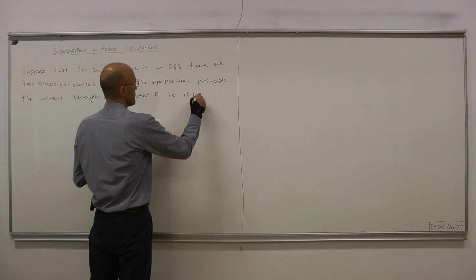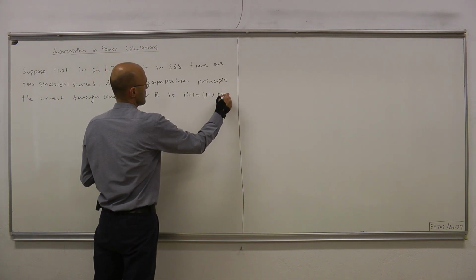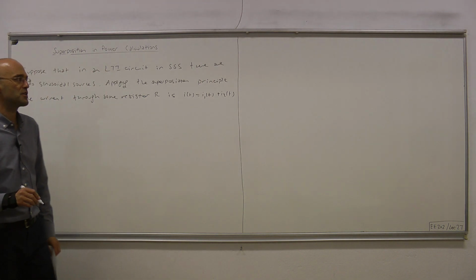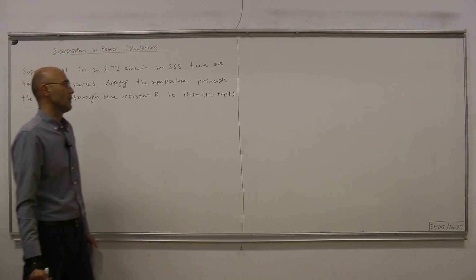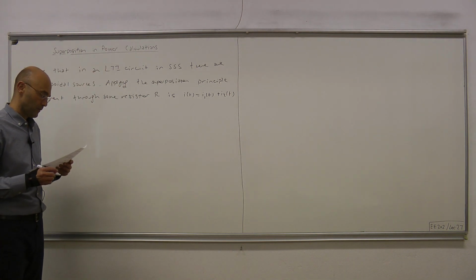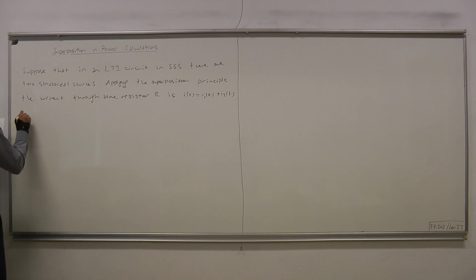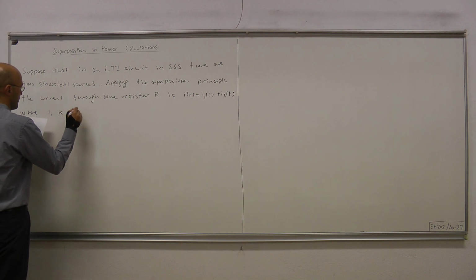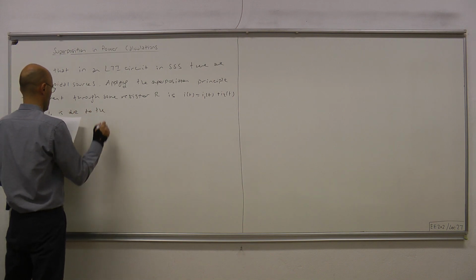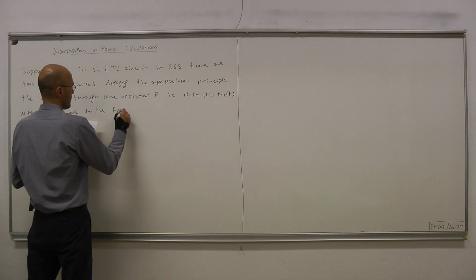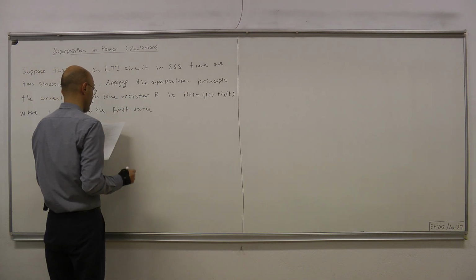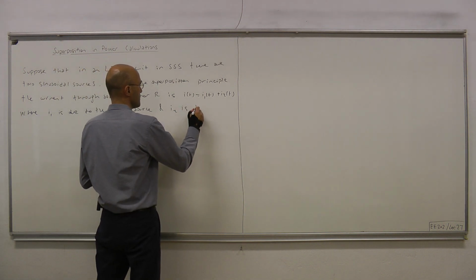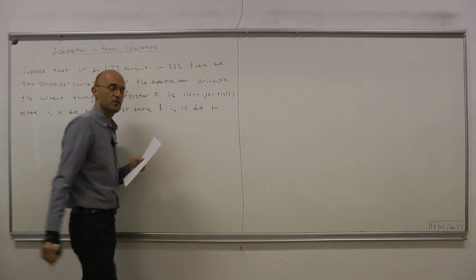is, suppose I of t equals I1 of t plus I2 of t, where I1 of t is the component due to one of the sources and I2 of t is the component due to the other source, where I1 is due to the first source and the second current is due to the second source.